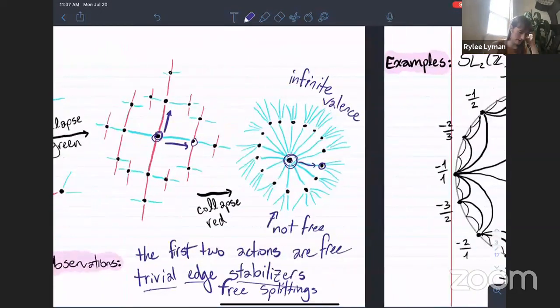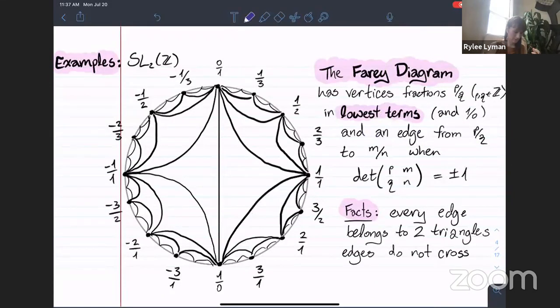So what about non-free actions? This is maybe a lot to take in all at once. I want to tell you about the Farey diagram for SL2Z. This is a classical object that lots of people in many areas of math care about. Its vertices are the fractions in lowest terms, so P over Q, where P and Q are relatively prime. I'm also going to allow 1 over 0, but that's the only division by 0 that I'll allow.